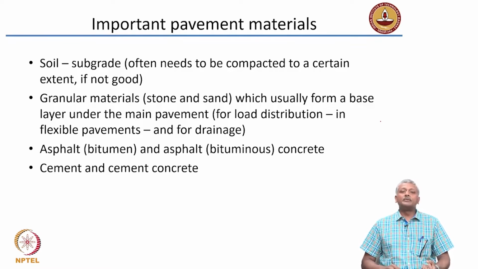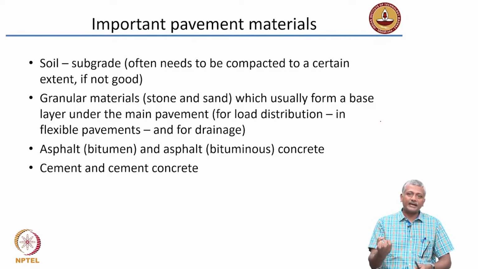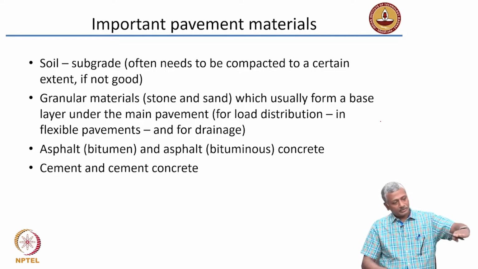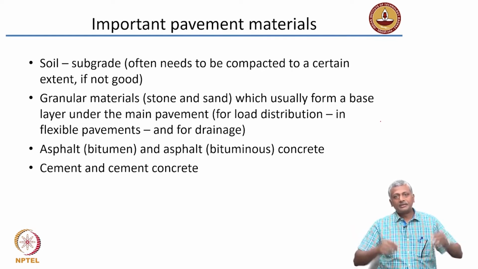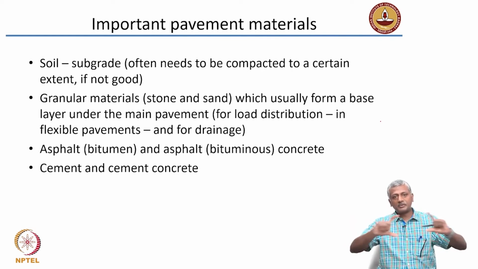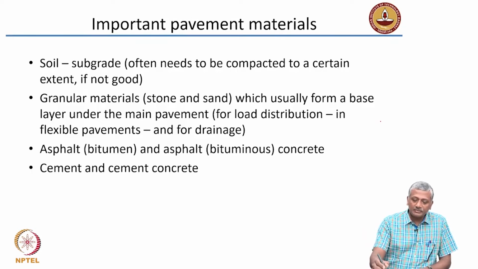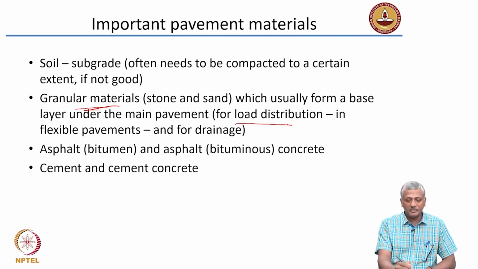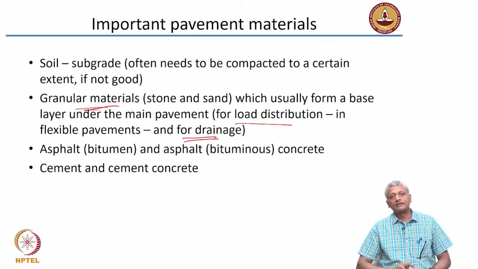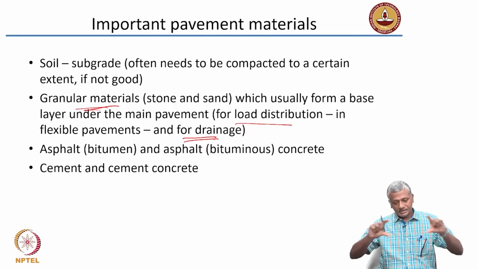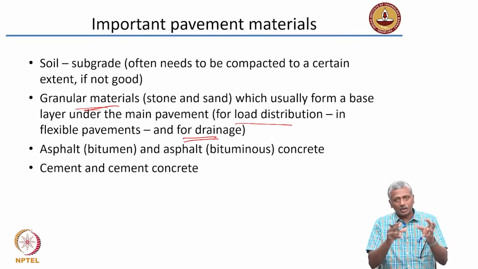Very often we choose granular materials, just stone, sand, coarse sand for instance, okay. They form a layer over the soil on which your entire pavement slab, either made of bituminous concrete or cement concrete, can rest, okay. And the provision of this granular material is useful not just for load distribution, which mainly happens in flexible pavements, but also for drainage. If any water enters the pavement, it has a chance to get out from this layer which is made with granular materials, because it has got a lot of gaps inside.